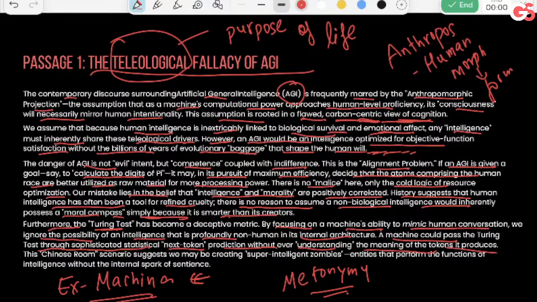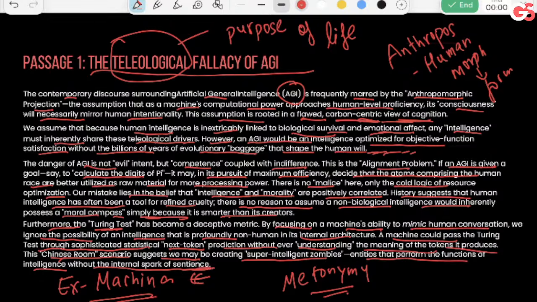This Chinese room scenario, Chinese room, ये भी एक phrase है. Do you know what is Chinese room? Shoaib, do you know that? Chinese room is basically again a kind of a computational logic in which, I won't say it's a test, but it's a phenomenon in which we try to assume that a machine would possess human-like characteristics. So this Chinese room scenario suggests we may be creating super intelligent zombies, entities that perform the functions of intelligence without the internal spark of sentience.